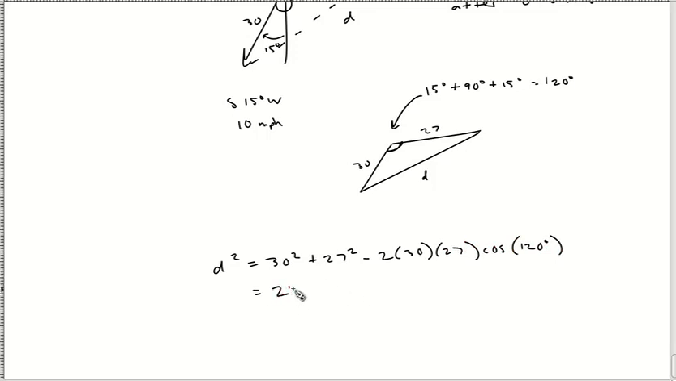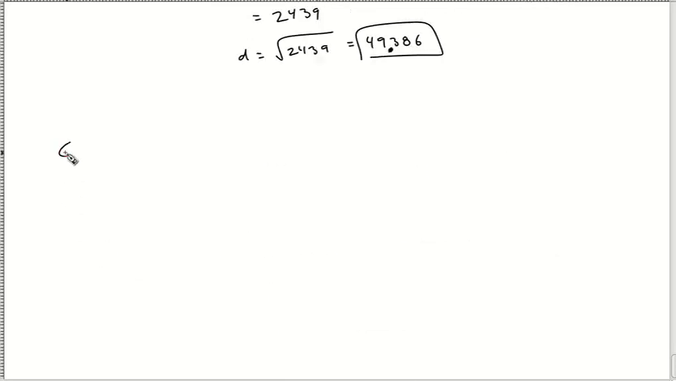I got 2439. And so then D is going to be the square root of 2439, which is 49.386. And there's your final distance, okay? Miles or whatever. Oh, no. 49 point. Sorry, handwriting. I'm going to try to clarify that on my notes there. That's a point, not a comma. So 49 miles.